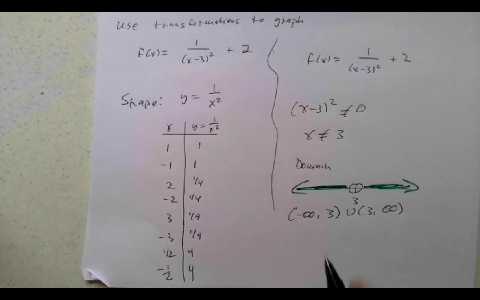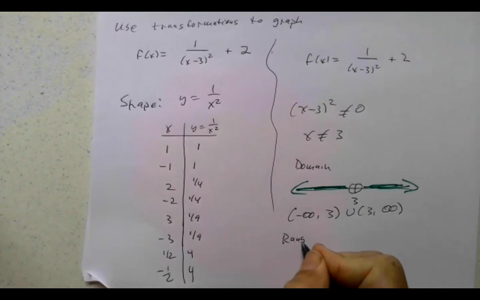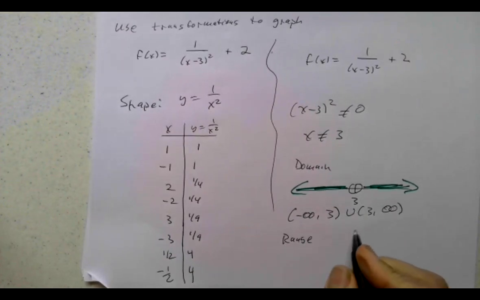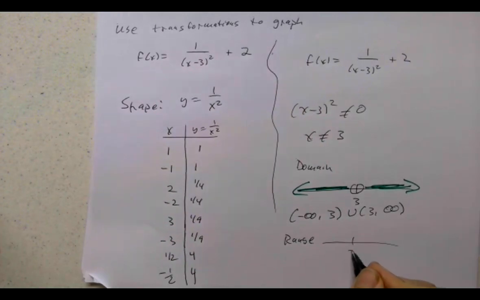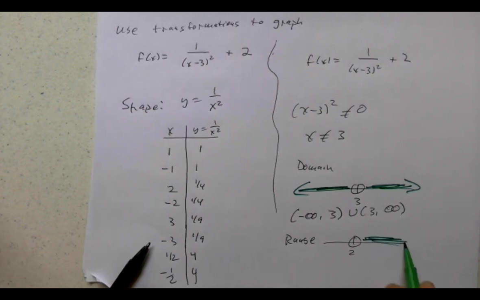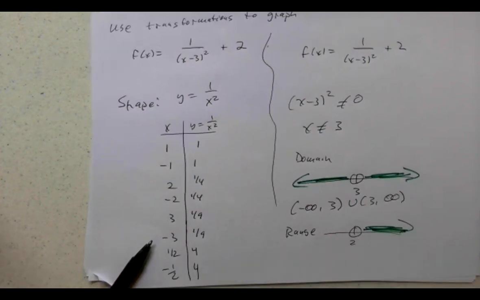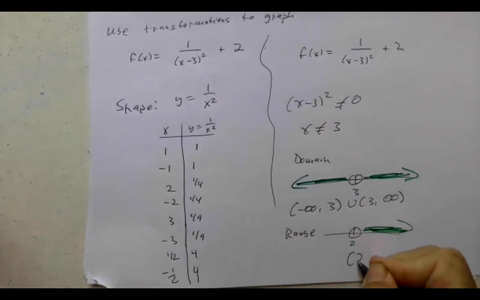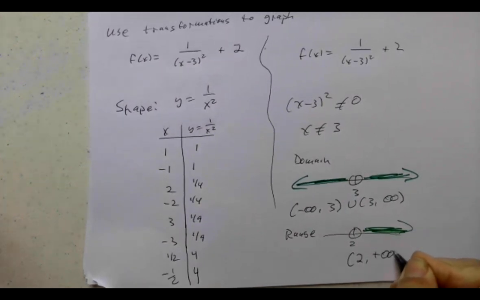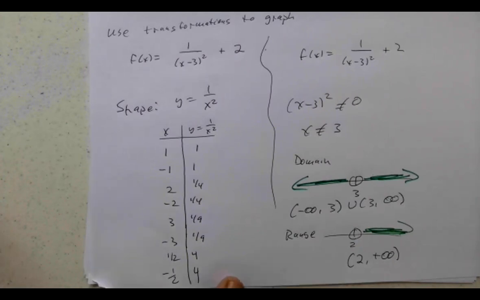So the range is everything from 2 bigger, but not including 2. So the range goes this way. So the range in interval notation would be parentheses or round bracket 2 comma plus infinity. The plus is obviously optional. That'll do it for that problem.